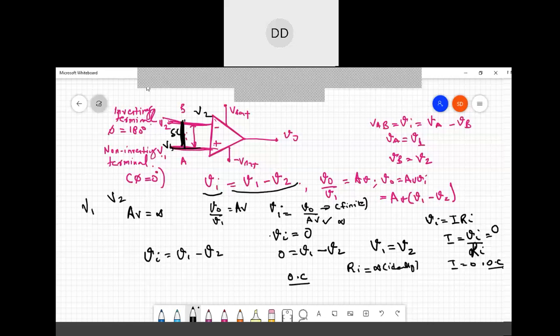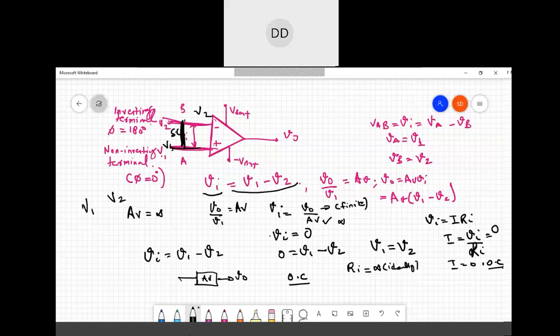Now we have an open loop gain. If we have Vi and V naught connected like this, this is my open loop gain in between. This is my V naught and this is my Vn. So my open loop gain is represented by V naught by Vn. This is my open loop gain, and I can write it as AV or AOL, the open loop gain.